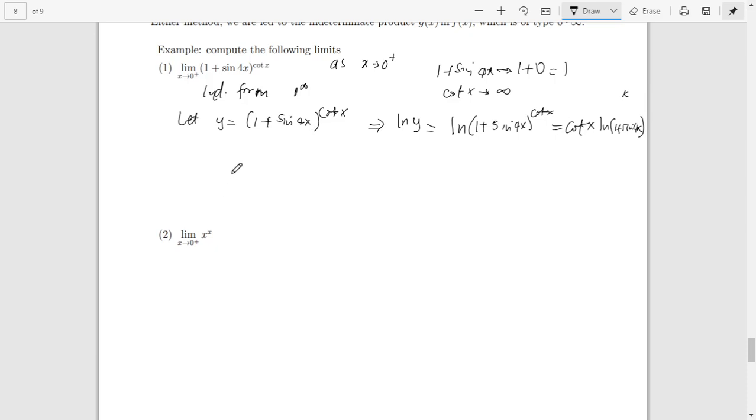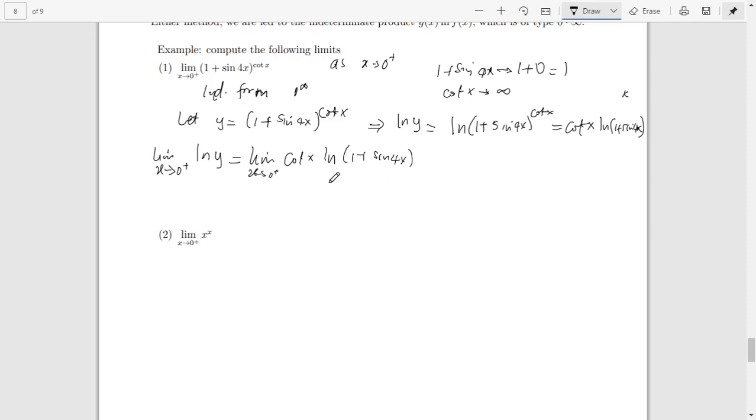How do we find that limit? Well, the limit as x tends towards zero from the right of the natural log of y is equal to the limit as x tends to 0 from the right of cotangent of x multiplied by the natural log of 1 plus sine 4x.